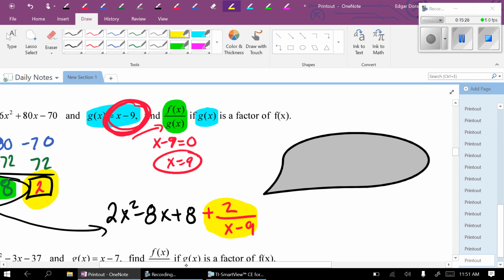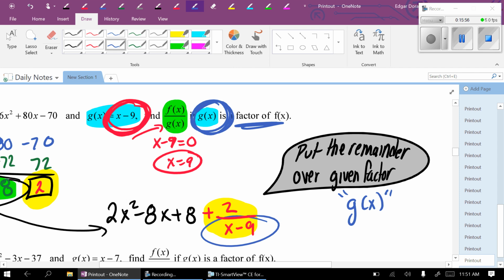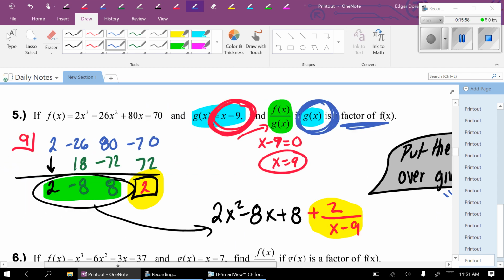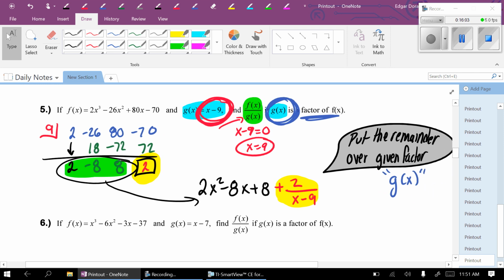So I have a little note here that I want to make. Remember to always put the remainder over the given factor. And in this case, that is the given factor of f of x. So the given factor is g of x in this case. Okay, and what was g of x? Well, like we said earlier, g of x is x minus 9. Okay, again, guys, it does get a little trickier, but as I always say, the more practice we do with this, the better it's going to get.